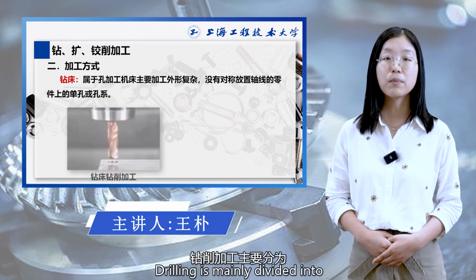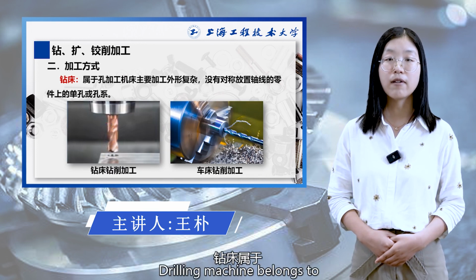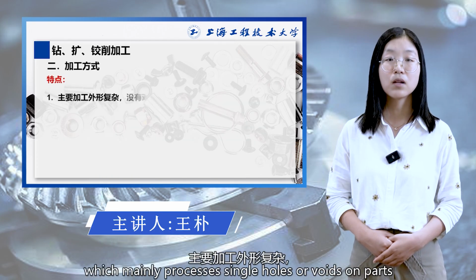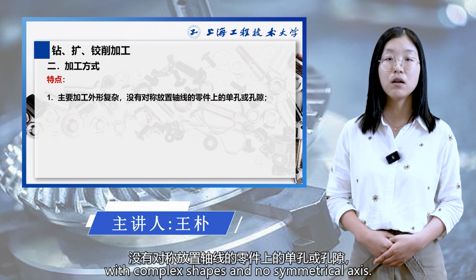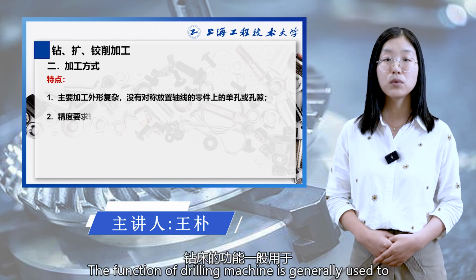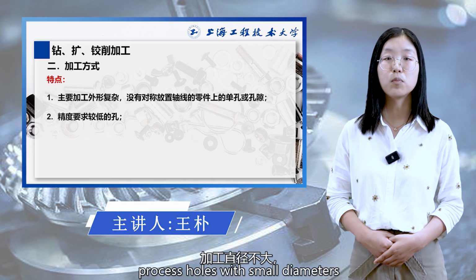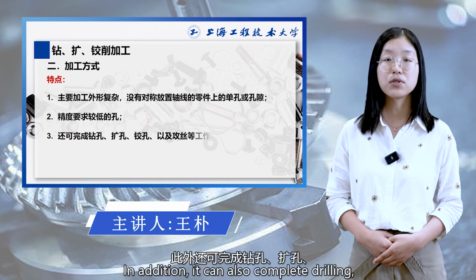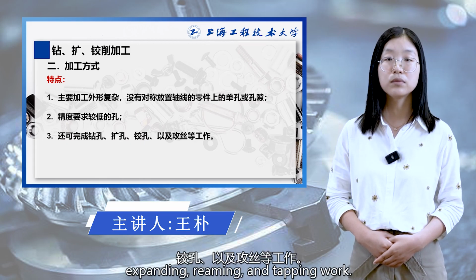Drilling is mainly divided into drill press drilling and laser drilling. Drilling machine belongs to the hole processing machine, which mainly processes single holes or voids on parts with complex shapes and no symmetrical axis. The drilling machine is generally used to process holes with small diameters and low precision requirements. In addition, it can also complete drilling, expanding, reaming, and tapping work.